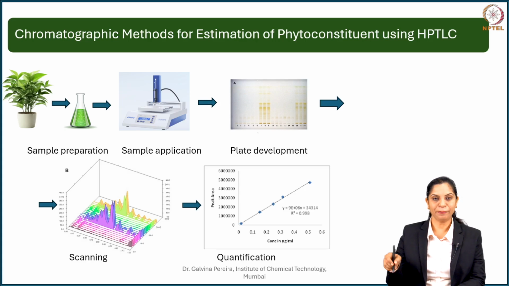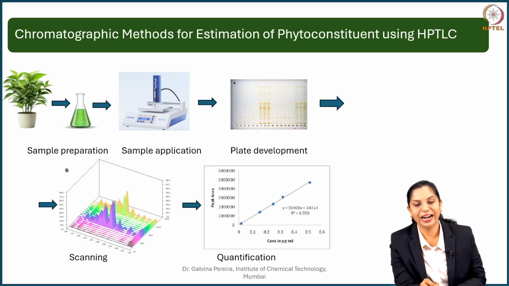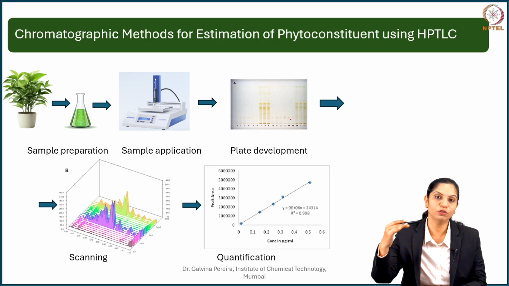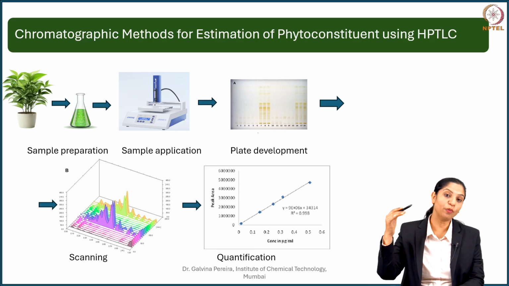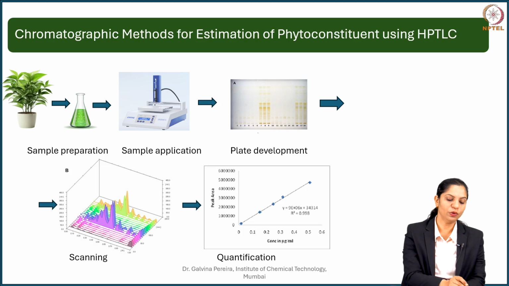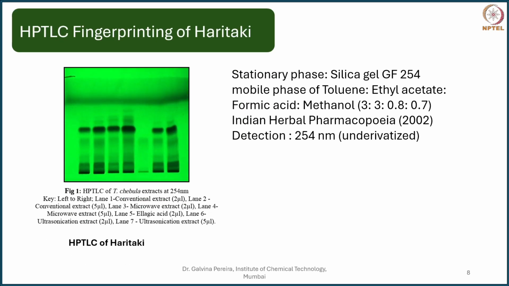So we will boil our drug in a hydroalcoholic solution, and that solution we'll use on a sample applicator, which is nothing but like an inkjet printer which is going to print your bands on the plate. And then, as we saw, you can run the sample in a development chamber. You will see all the molecules in the plants moving by their retention factor. Once that is done, you do a densitometric scan and thereafter you can quantify it. So just showing you an example here.